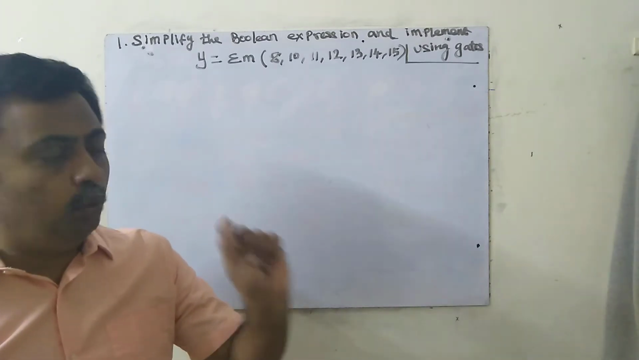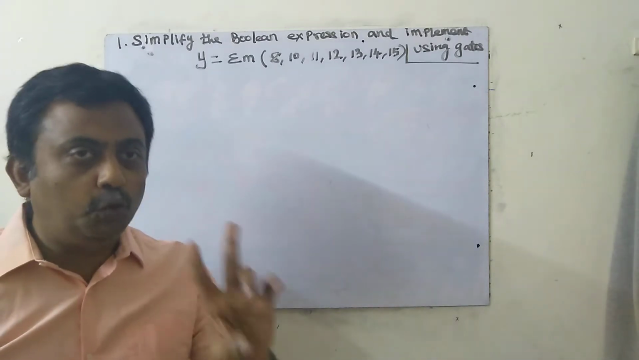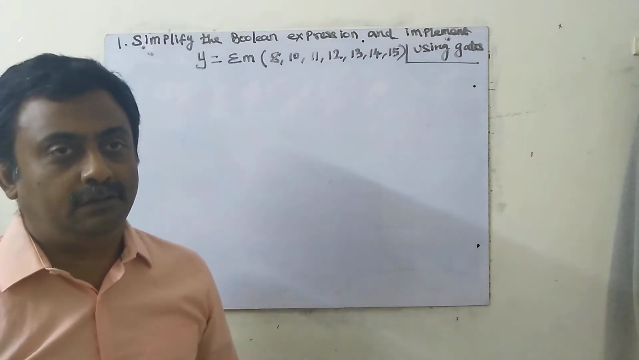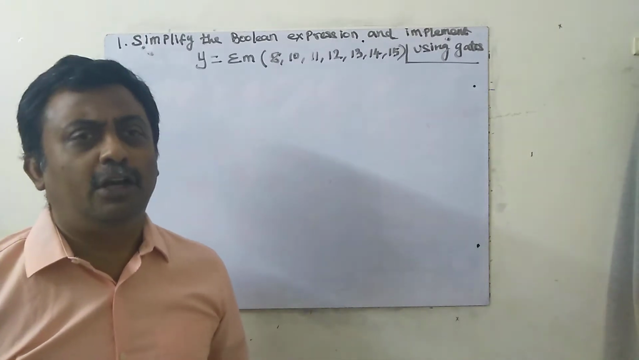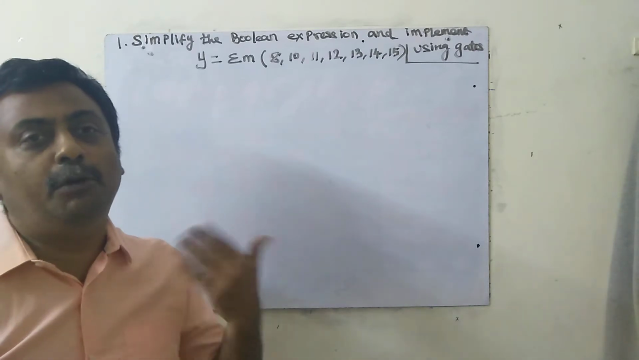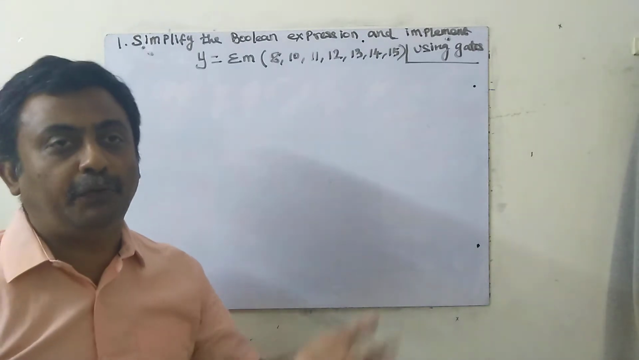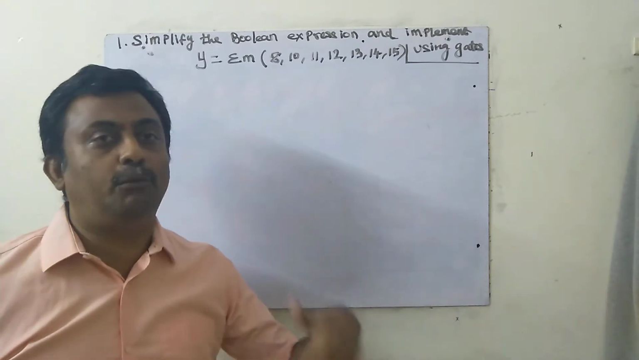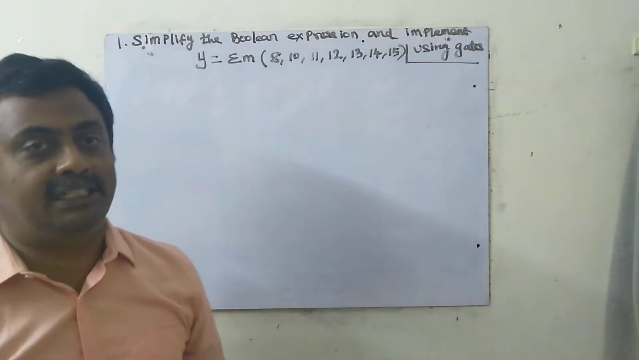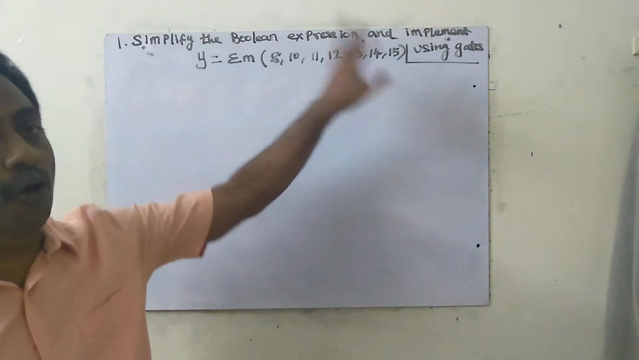If we have only two variables, only two inputs, we can go for Boolean algebra. If you have more than two variables, it's very difficult to solve. If we have 3 variables, 4 variables, up to 5 variables, we will solve by the K-map method. If it is more than 6, we will go for the Quine-McCluskey method. Now we will check how many variables the problem has.